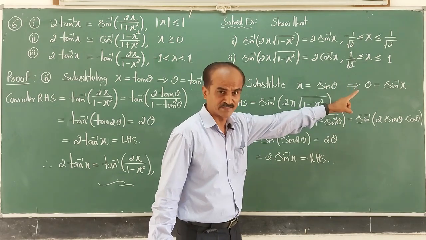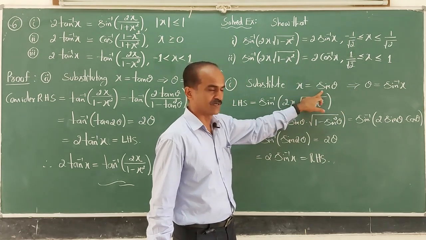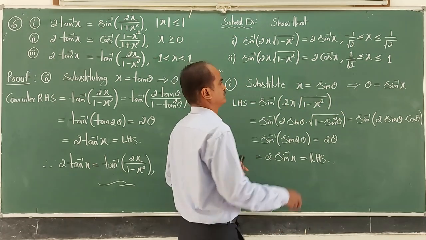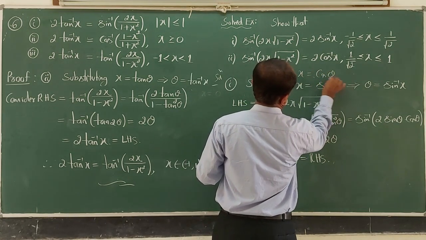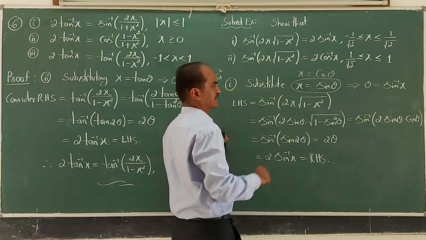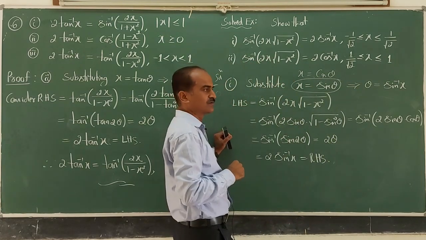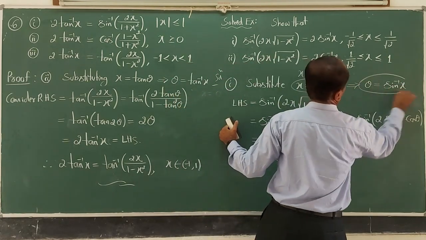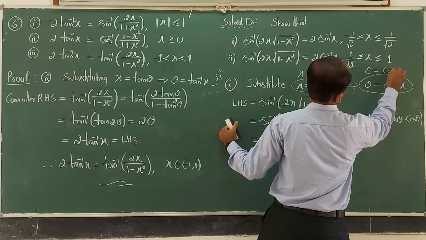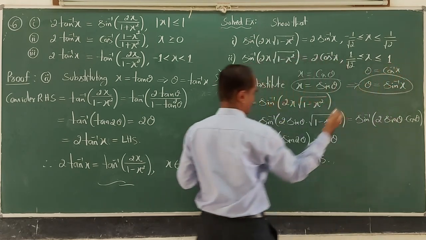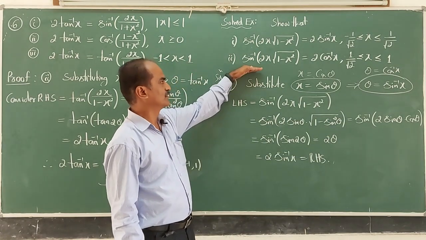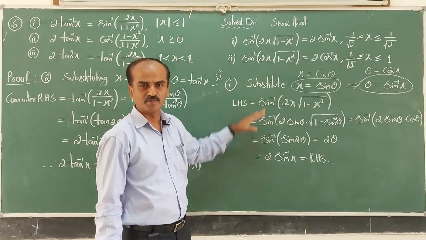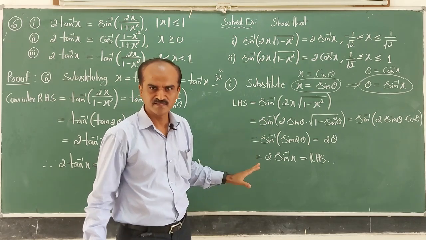Not sin inverse x. Since we substituted x equal to cos theta, in the place of x equal to sin theta, we made a substitution x equal to cos theta. Accordingly, what happens to this theta? It is cos inverse x. So in the place of theta, I had to write 2 cos inverse x. By that, we will be able to prove this. I hope we can complete that example with this information.